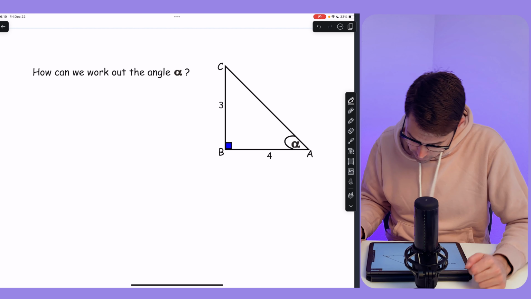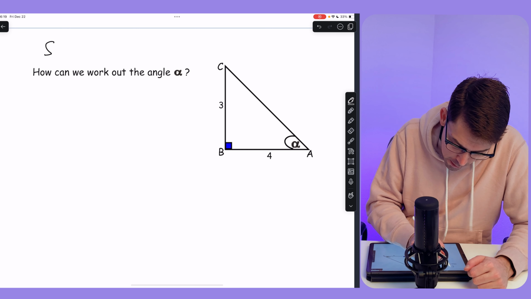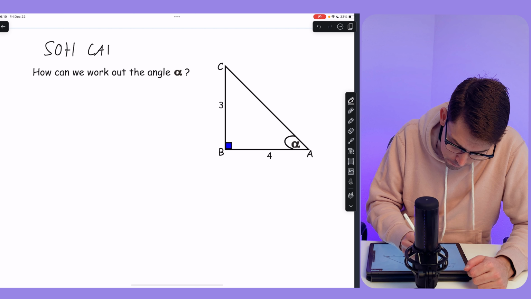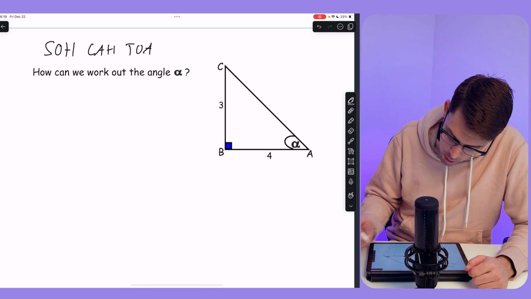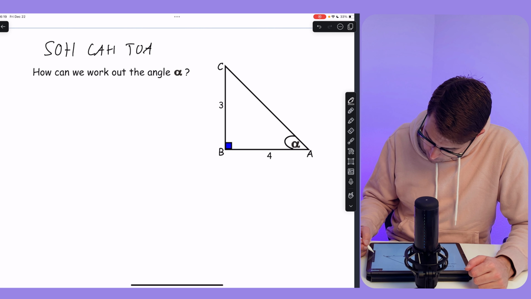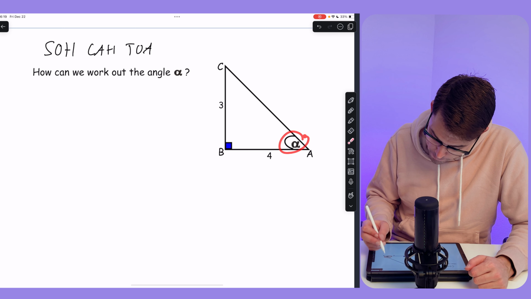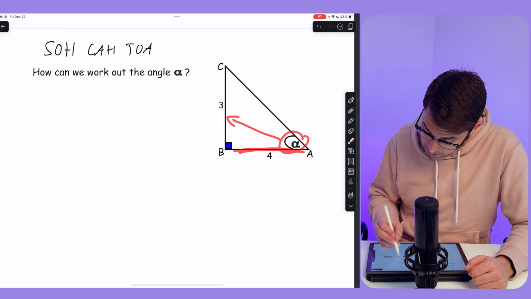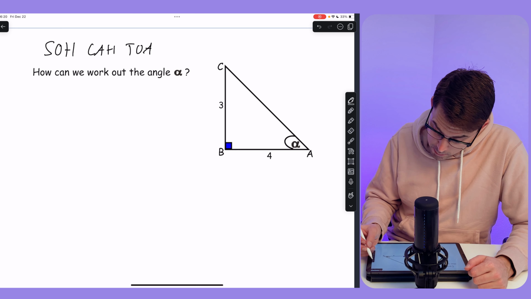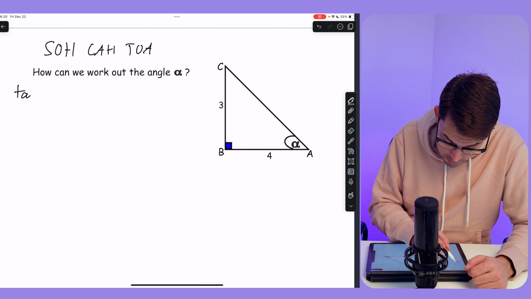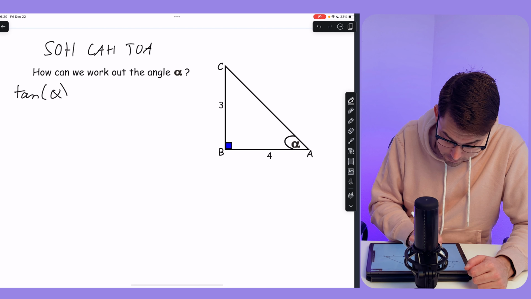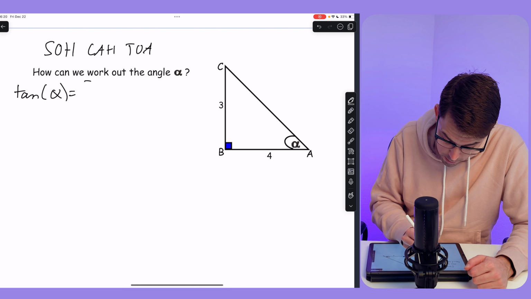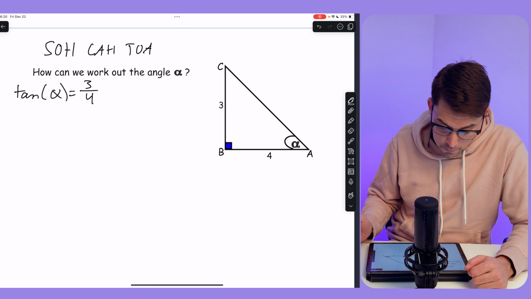So how can we work out what this angle alpha is? When I think of SOHCAHTOA, what am I thinking about? Relative to my angle, what am I using? This is going to be the opposite, and this is going to be the adjacent. So I'm going to be using tangent. The tangent of alpha is going to be equal to opposite 3 over adjacent 4.